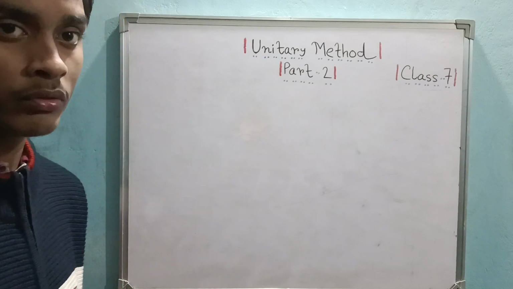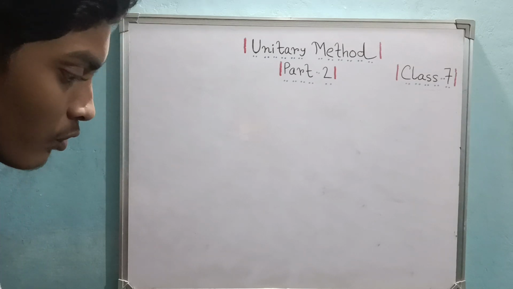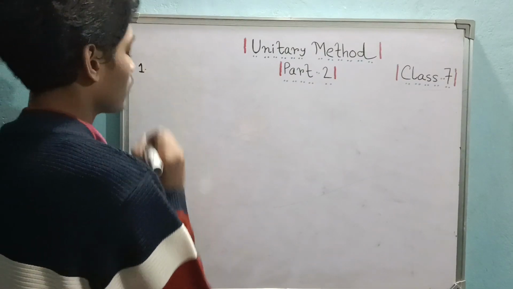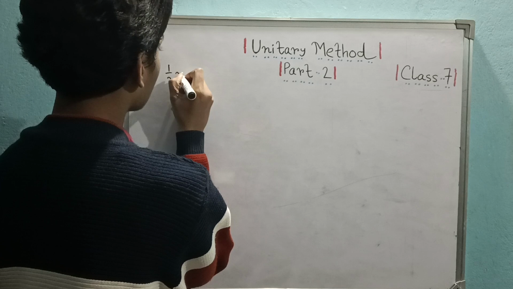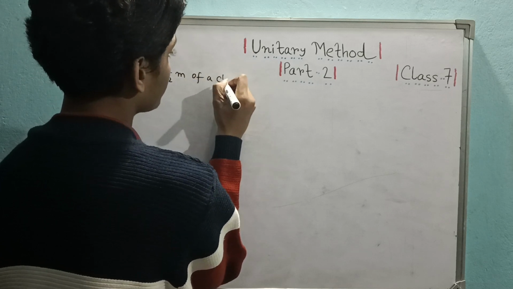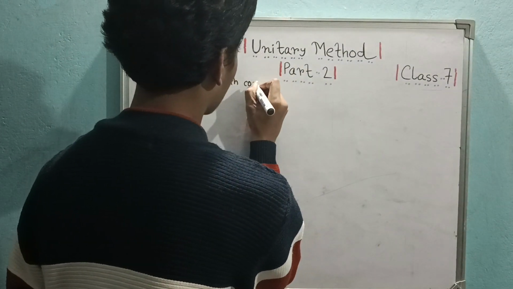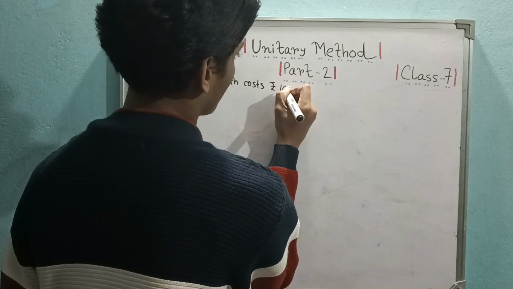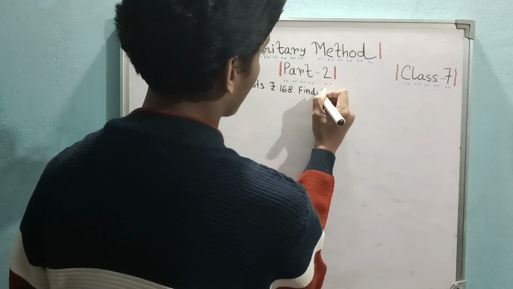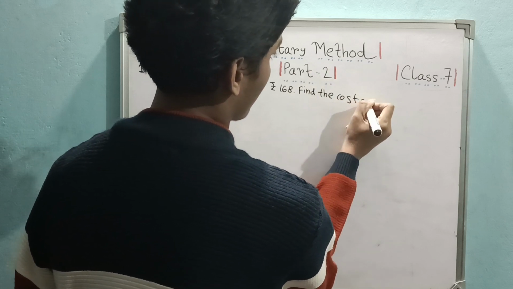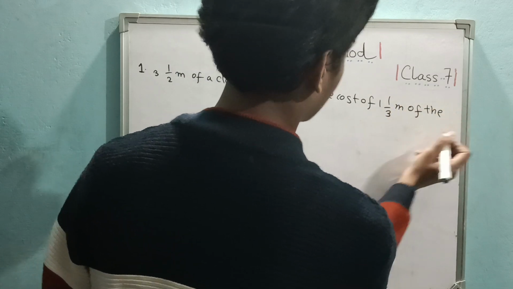You already know how to do sums on unitary method, so I don't need to give an introduction. Let's begin. See the first question. It's given 3 1/2 meter of a cloth costs rupees 168. Find the cost of 1/3 meter of the same cloth.